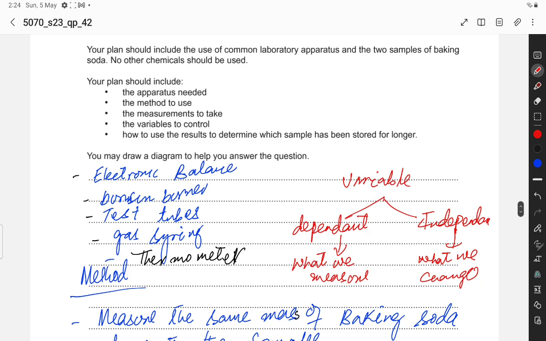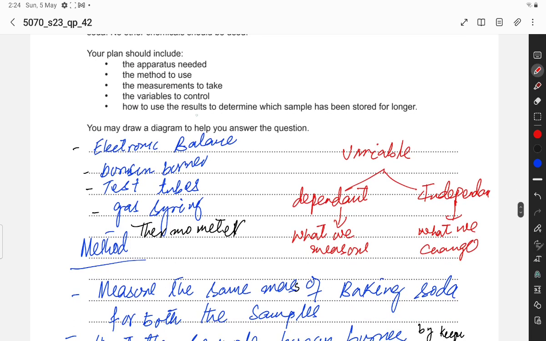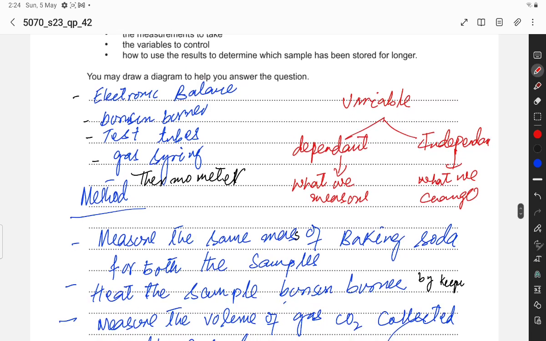Your plan should include the apparatus needed, the method to use, the measurements to take, the variables to control, and how to use the results to determine which sample has been stored for longer. You may draw a diagram to help you answer the question. Number 1, apparatus: electronic balance, Bunsen burner, test tubes, gas syringe and thermometer. There are two types of variable, dependent and independent. The dependent is what we measure, and the independent is what we change.